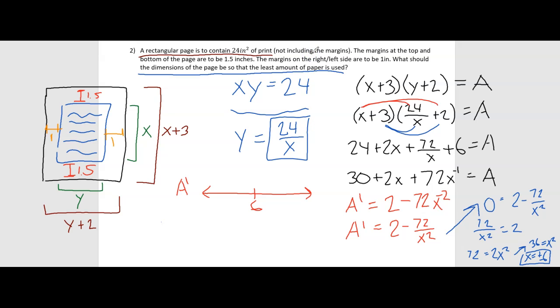So let's do a prime of 5. It's going to give me 2 minus 72 over 25, which is going to give me a negative value, right? Because 72 divided by 25 is almost 3. It's certainly more than 2. So that's going to give me a negative.